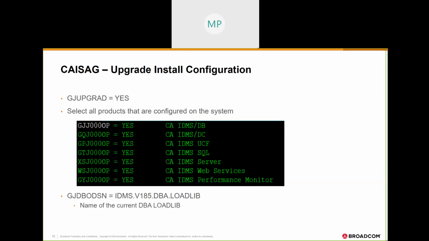So now we will talk about the upgrade install. In this case, you want to set the GJ upgrade variable to yes, and then you want to select all products that are currently configured on the system. So in this example, I'm upgrading a system, I believe, from 18.5 to 19.0, and all of these products were already installed on 18.5. And variable GJ DBO DSN is the name of your current 18.5 DBA load lib.